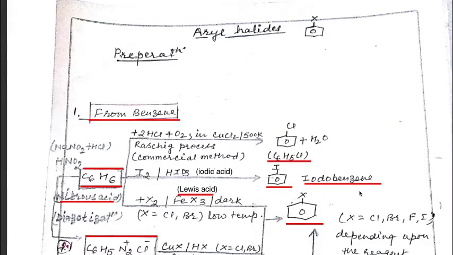Hello students, in this video I will discuss methods of preparation and some properties of aryl halides. As we know, aryl halides are halogen derivatives of benzene. The formula of this molecule is C6H5X, where X may be any halogen: fluorine, chlorine, bromine or iodine.